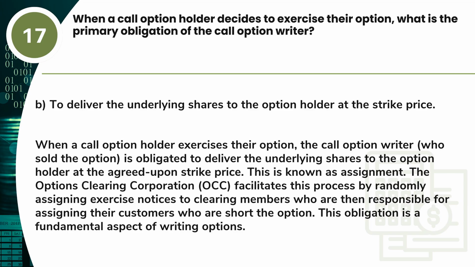Explanation. When a call option holder exercises their option, the call option writer, who sold the option, is obligated to deliver the underlying shares to the option holder at the agreed-upon strike price. This is known as assignment. The Options Clearing Corporation (OCC) facilitates this process by randomly assigning exercise notices to clearing members who are then responsible for assigning their customers who are short the option. This obligation is a fundamental aspect of writing options.